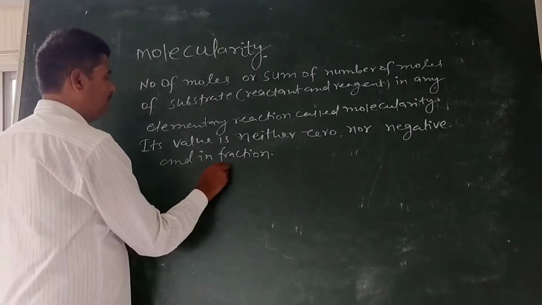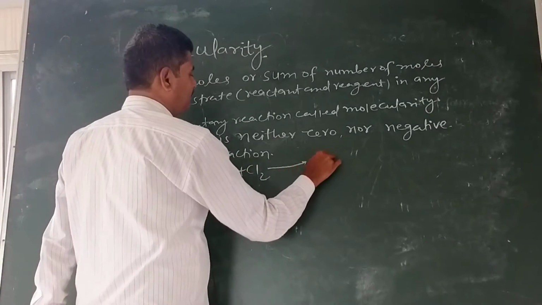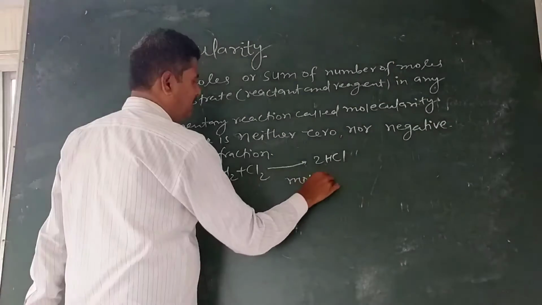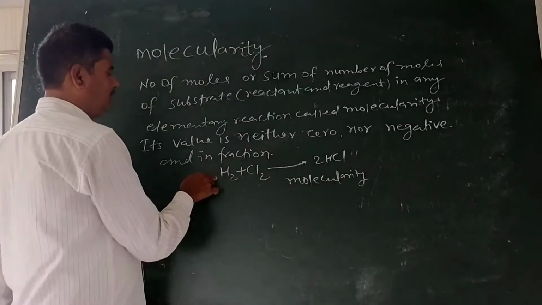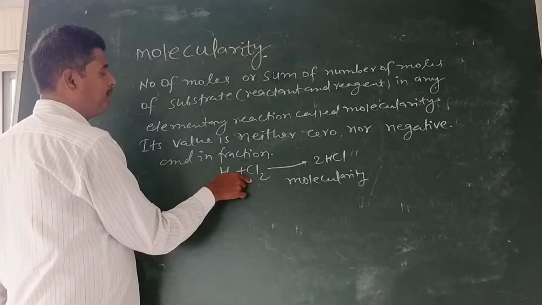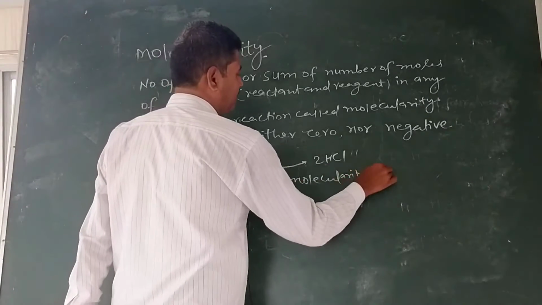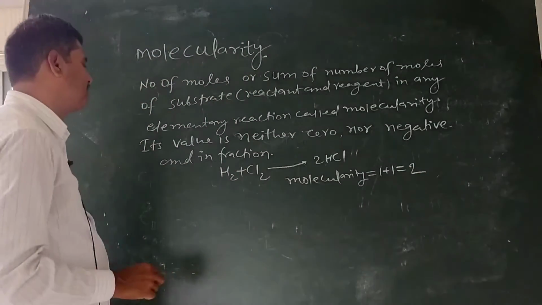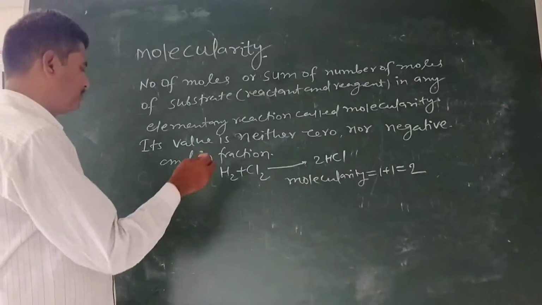For example, H2 plus Cl2 gives 2HCl. Molecularity: here the multiplicand for hydrogen is 1 and the multiplicand for chlorine is 1. So 1 plus 1 equals 2. Thus the molecularity of this reaction is 2.